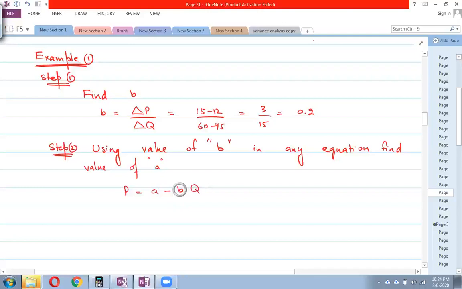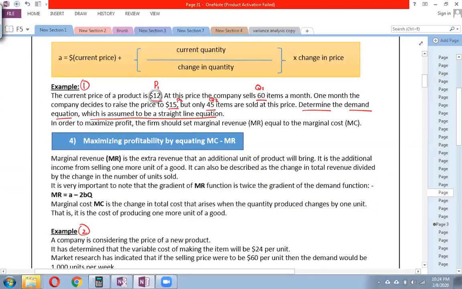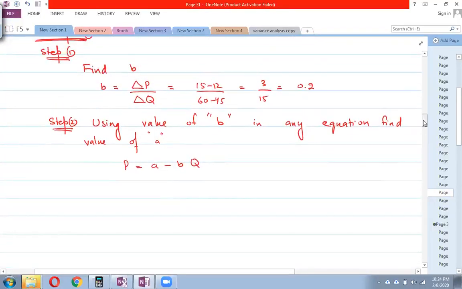We know the value of B. Let's assume any set of price and quantity. Now, if you see here, if the price is 12, the quantity is 60. So you can use this price and this quantity, or alternatively, you can use this price and this quantity. So I'll actually do one of them and then I'll give you time to try the other one, right? So let's say, for example, P, and let's say we choose the price to be 12, A, B is 0.2, multiplied by the quantity, and the quantity at the price of 12 is 60.